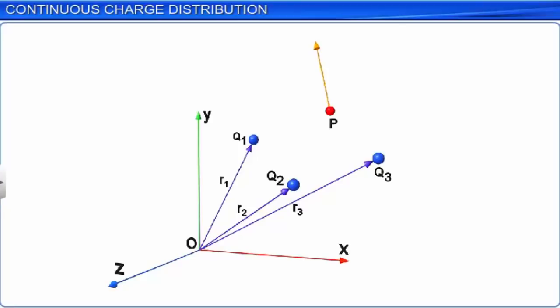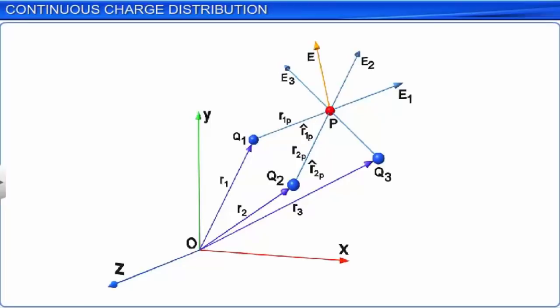The net electric field strength E at the point P is the superposition of all the electric field strengths E1, E2, E3, and so on, due to the individual charges Q1, Q2, Q3 and so on respectively. Now, R1P is the distance from Q1 to P, and R1P cap is the unit vector in the direction of Q1 to P. R2P is the distance from Q2 to P, and R2P cap is the unit vector in the direction of Q2 to P. R3P is the distance from Q3 to P, and R3P cap is the unit vector in the direction of Q3 to P.